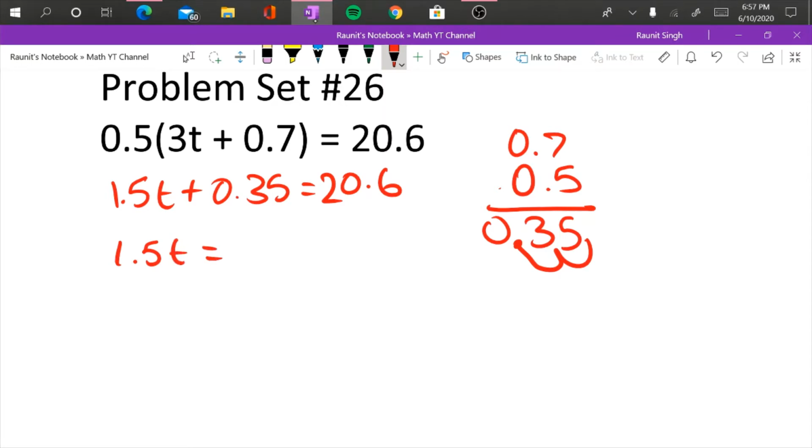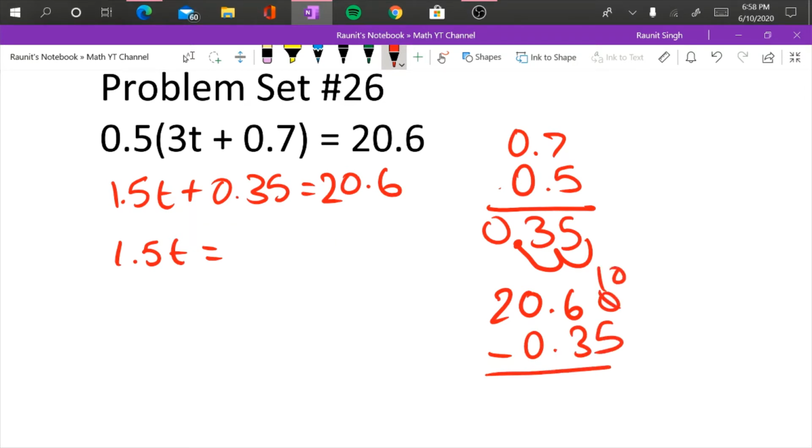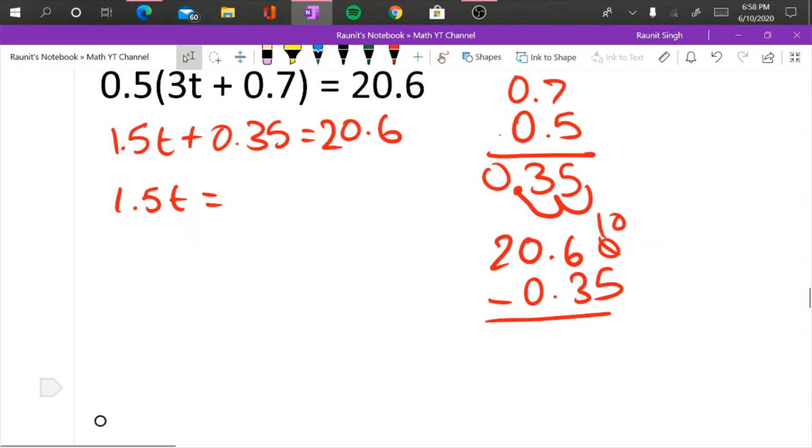So 1.5t is equal to 20.6 minus 0.35, right? Yeah, so we're going to have 20.6 minus 0.35. This is a 10. You can just add a 0 after the decimal place whenever you want. That doesn't matter. 6, it becomes a 5. So then you have 20.25.